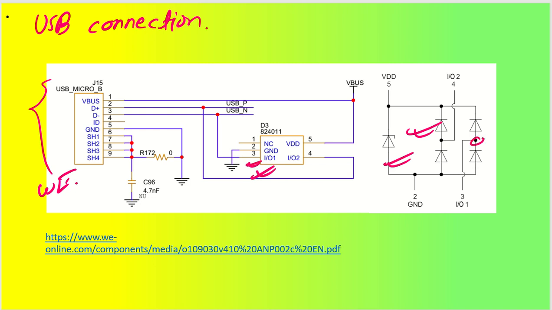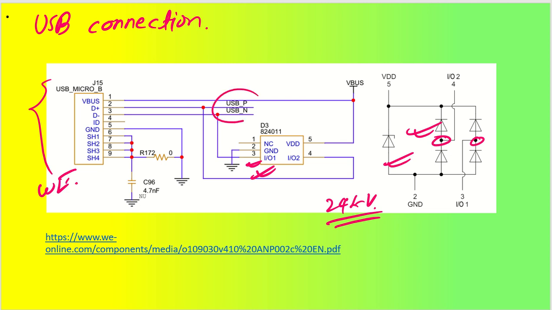The connection is that pin number 3 is IO1, which is connected here, and pin number 4 is connected here. So the bus lines, D plus and D minus, have been protected, and the VBUS is also protected through pin number 5. This is a unidirectional TVS diode, a very good one, with around 24 kilovolts of protection capability. So this is the connection.